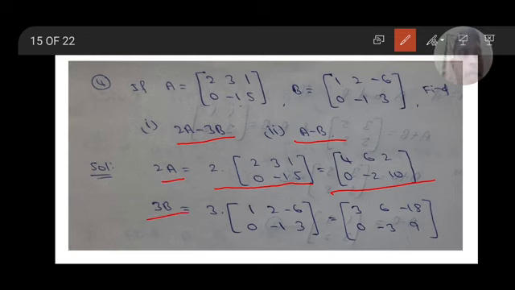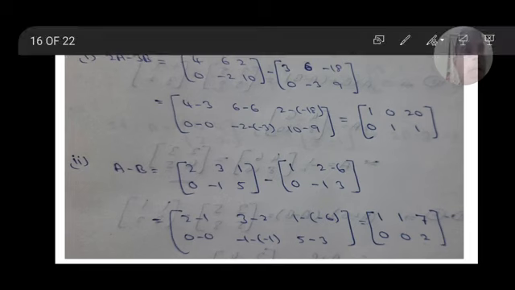Next 3B, 3 into B matrix. Every element is multiplied with 3: 3, 6, minus 18, 0, minus 3, 9. Next, first 2A minus 3B, which means subtract both. 2A value is 4, 6, 2, 0, minus 2, 10 and 3B value is 3, 6, minus 18, 0, minus 3, 9.